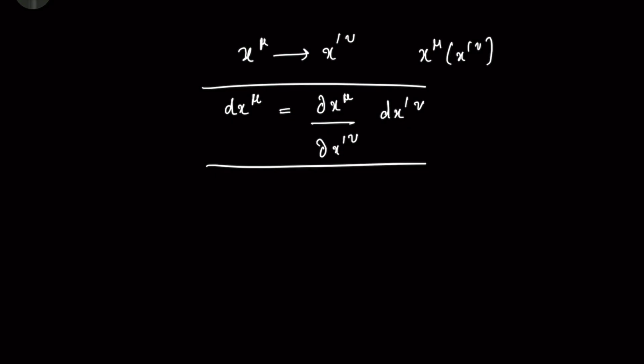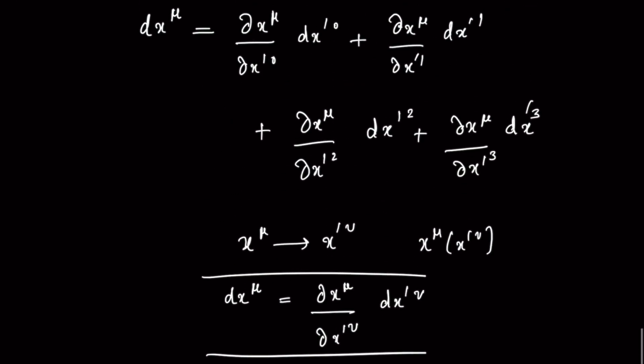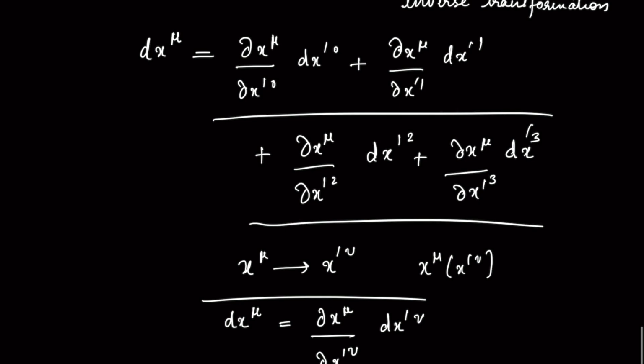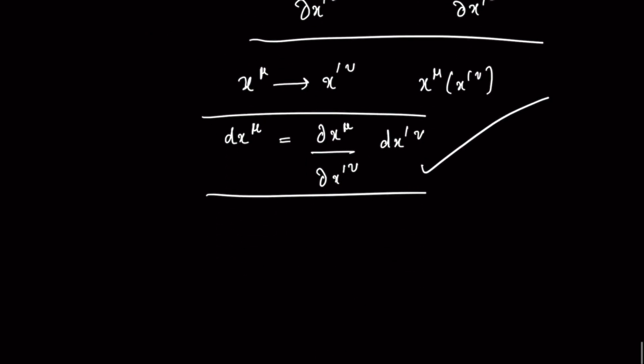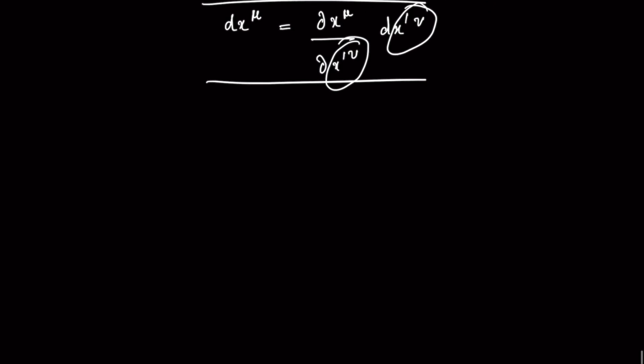Instead of writing all these terms, I can just write partial derivative of x mu with respect to x prime nu dx prime nu. And here you can see there is a nu, here also there is a nu. So nu is repeating twice. So this is known as Einstein summation convention. According to this convention, whenever an index appears twice in the same expression, it is automatically summed over all the other values.